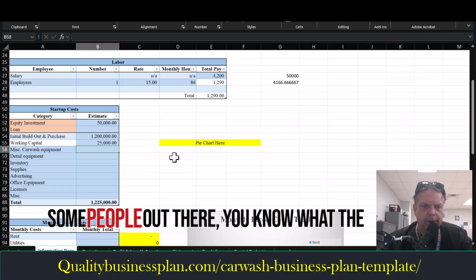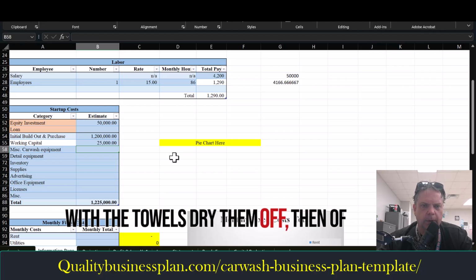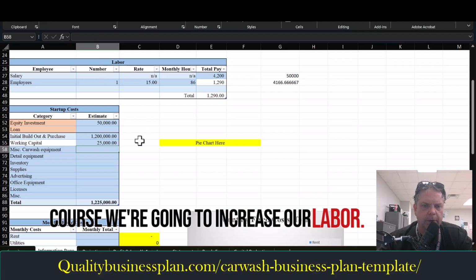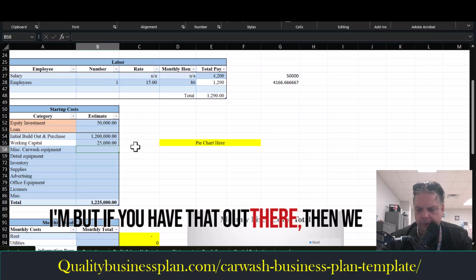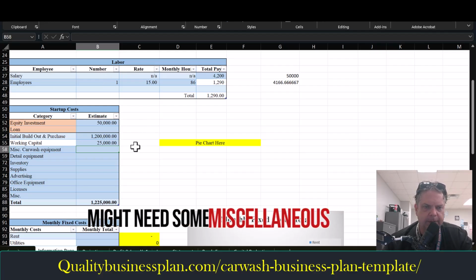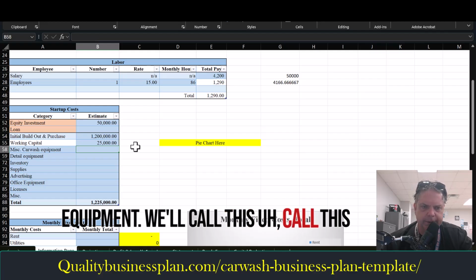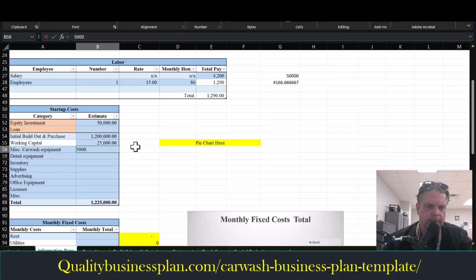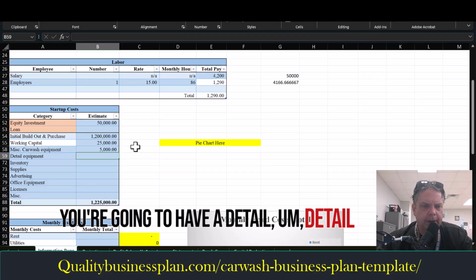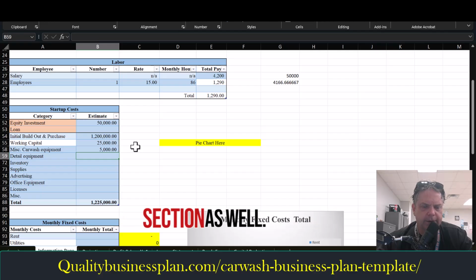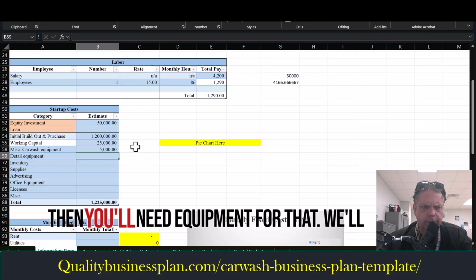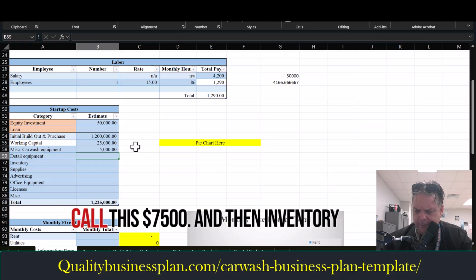Miscellaneous car wash equipment. If you're going to have some people out there with the towels drying them off, then of course we're going to have to increase our labor. But if you have that out there, then we might need some miscellaneous equipment. We'll call this $5,000. If you're going to offer a detail section as well, then you'll need equipment for that. We'll call this $7,500.